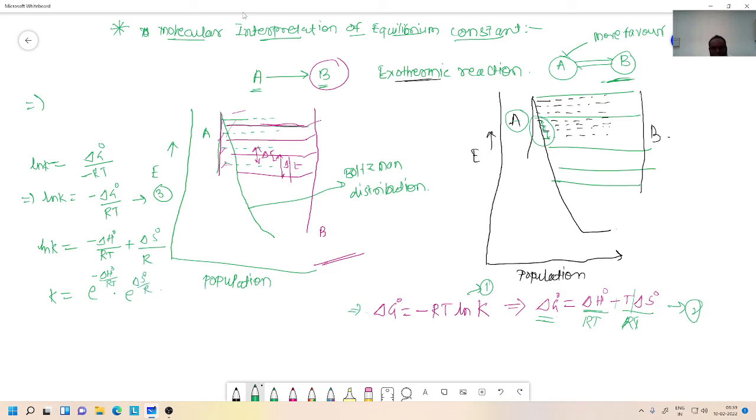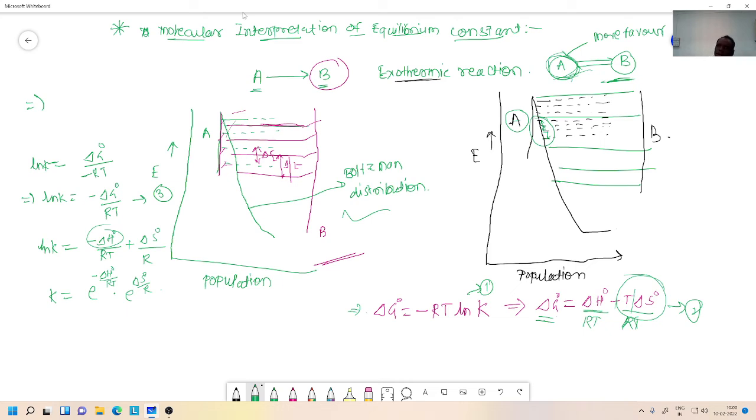Therefore, for an exothermic reaction, delta H is negative. For an exothermic reaction, delta H is negative. Hence, K will be higher. It can be expected to have an equilibrium constant that favors product formation, as seen in this figure. But in an exothermic reaction, if the entropy change delta S is negative, then the equilibrium composition may favor the reactant formation. That is, the equilibrium condition of the reaction mixture will move toward the product side, more product side.